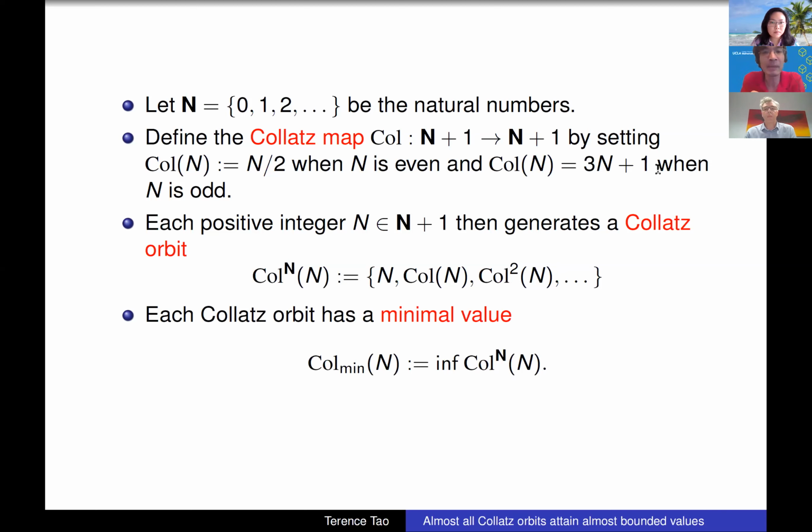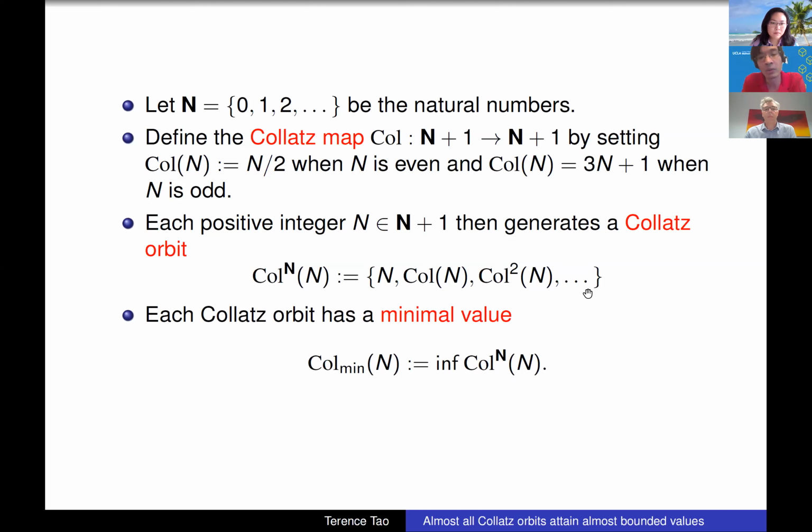So it's a very simple map. It's piecewise linear, piecewise affine. And it either makes the number smaller or bigger, depending on whether you're even or odd. And then you just keep iterating this map. So you take any number N, and you apply this operation. If it's even, divide by 2. If it's odd, multiply by 3, add 1, and then apply it again. That's Col squared, and then again Col cubed, and so forth.